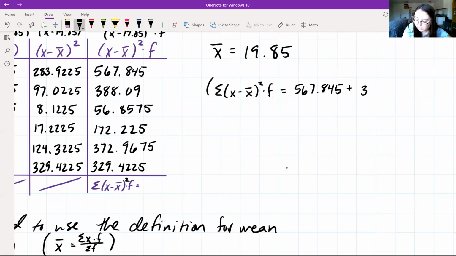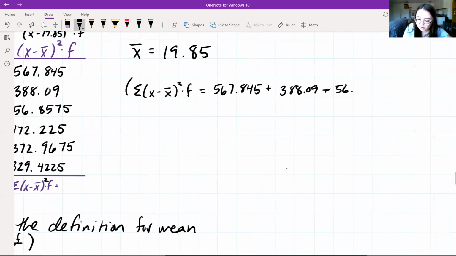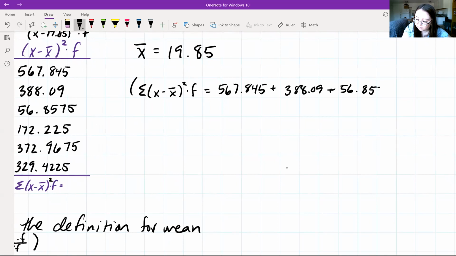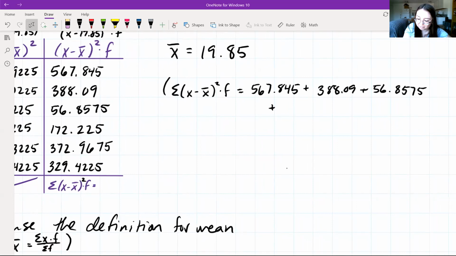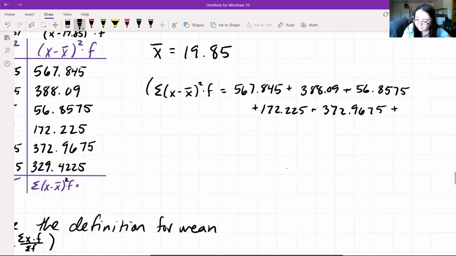567.845 plus 388.09 plus 56.8575. And I'm going to continue this in the next line, so I'm not going back and forth. We have 172.225 plus 372.9675. And lastly, we have 329.4225.